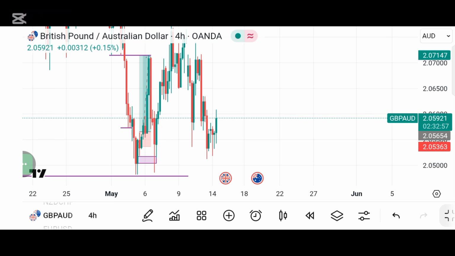Now let's go back to the trade, USD CHF. Here's the CHF.